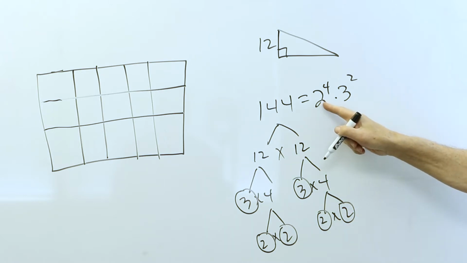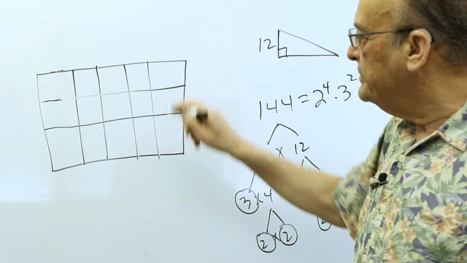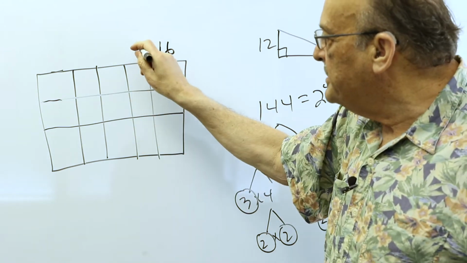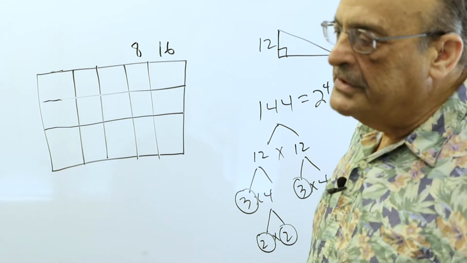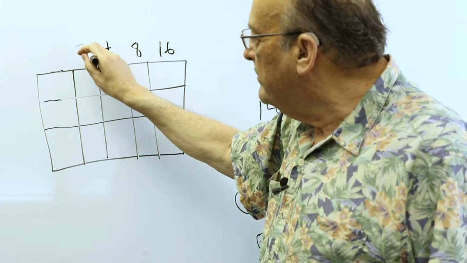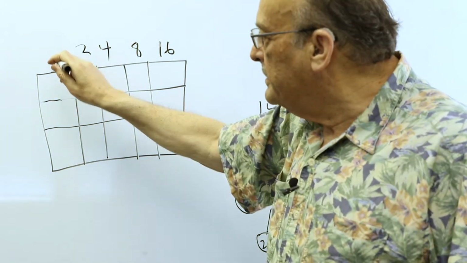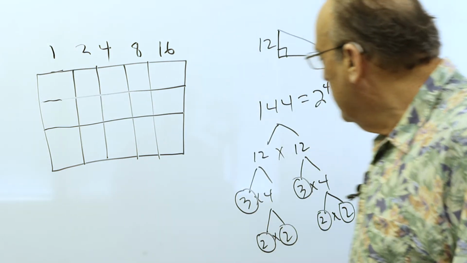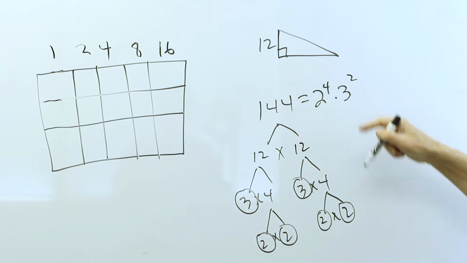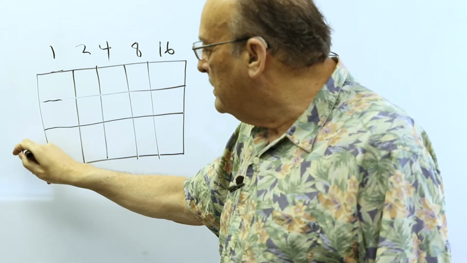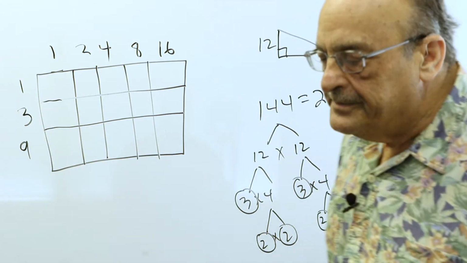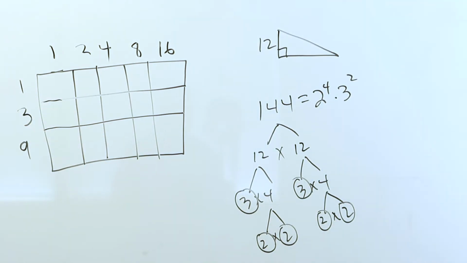So we have 4 2's available. If we use all 4 2's, that's 16. If we only use 3 of the 2's, that's 8. If we only use 2 of the 2's, that's 4. We can use 1 2. And if we use no 2, it's 1. It's not 0, it's 1. Again, we have 2 3's available to make factors. We can use both 3's, which is 9. Use 1 3 only, or don't use a 3 at all. Now we fill this in like a times table chart.